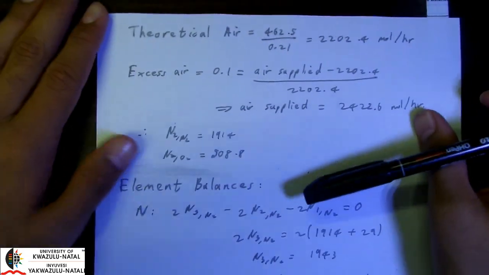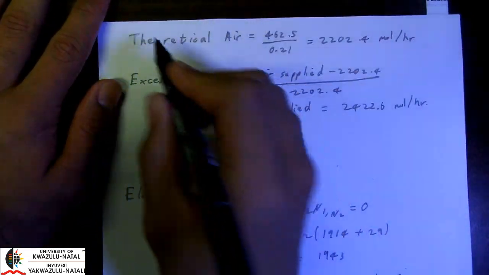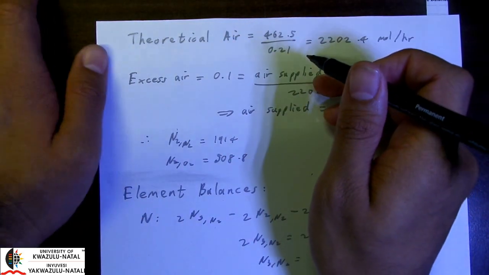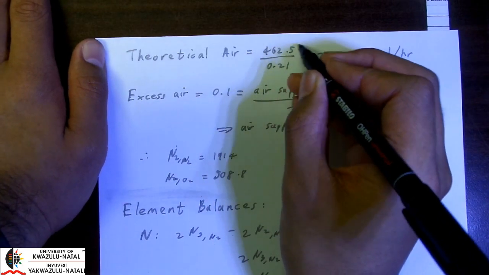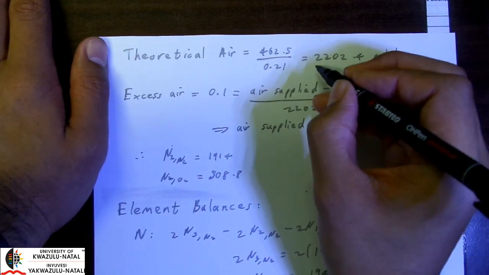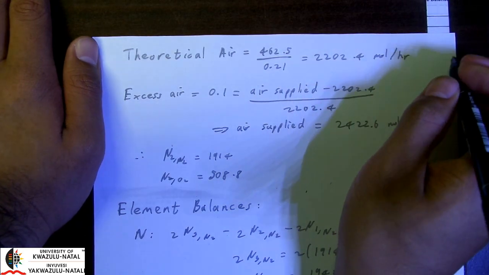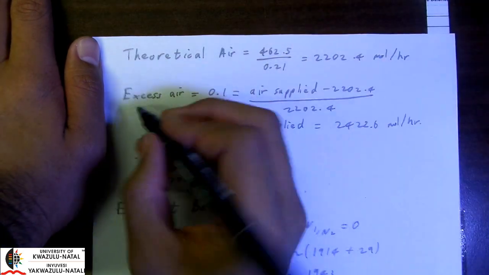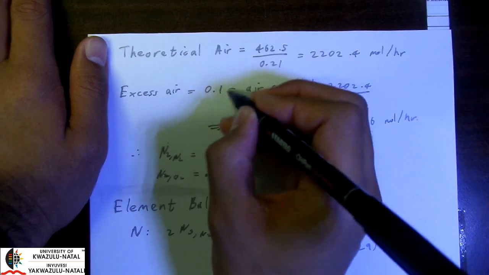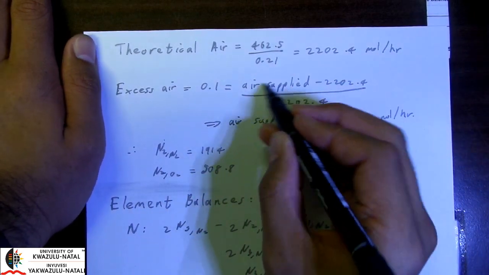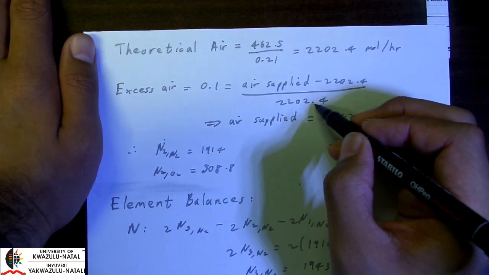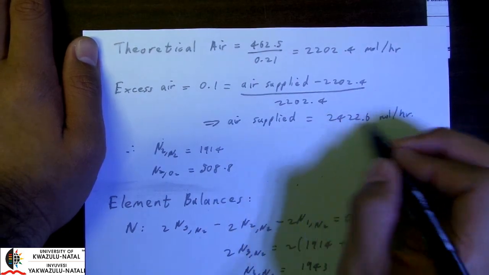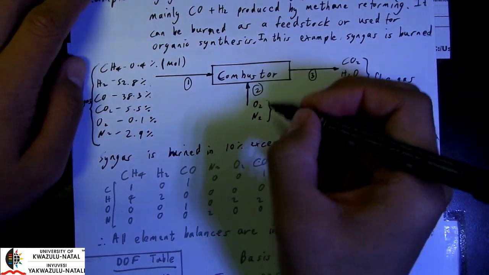So I can calculate my theoretical air to be 462.5 over 0.21. So that's my theoretical air. And remember that we have a 10% excess air. So here it is here. 0.1 is equal to my air supplied minus my theoretical air divided by my theoretical air. So now I know what my air supplied is.